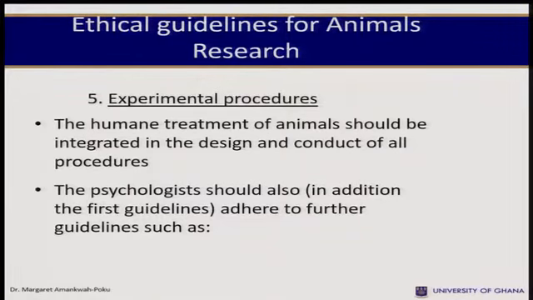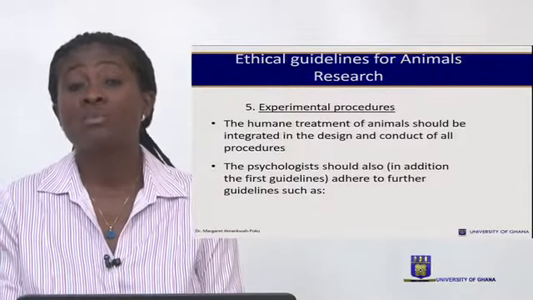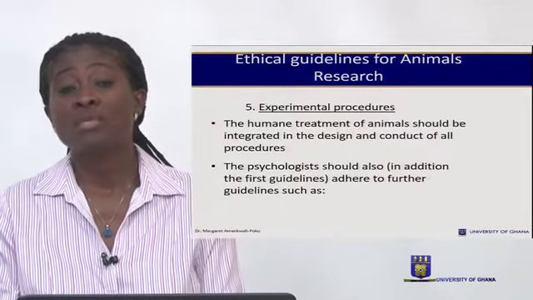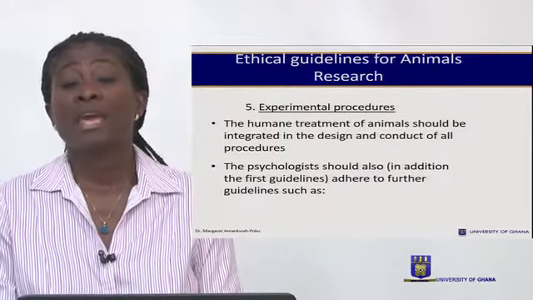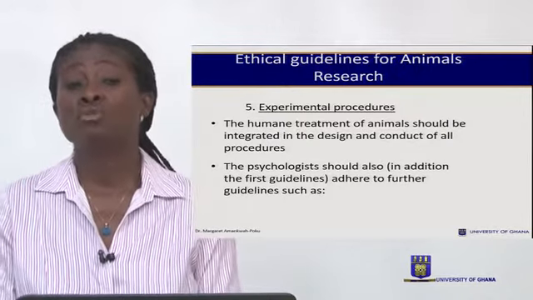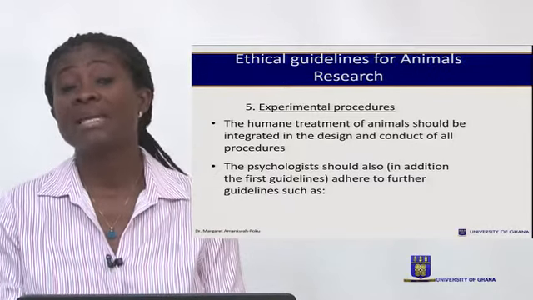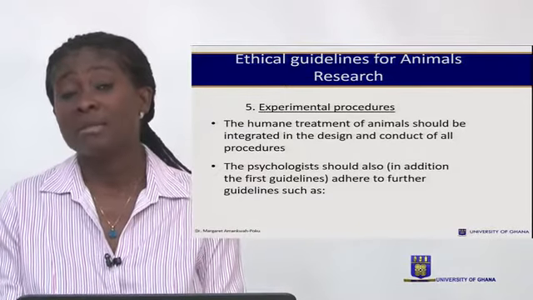So it says that the humane treatment of animals should be integrated in the design and conduct of the procedure. So right from when you are designing your animal research up to when you collect your data, you have to incorporate into your procedure the humane treatment of the animals. So if, for instance, where you will keep them when you transport them to the lab, you have to make sure that it's a place where it's well ventilated, they are well fed, etc., etc. Just basically making sure that you treat the animals in a humane manner.